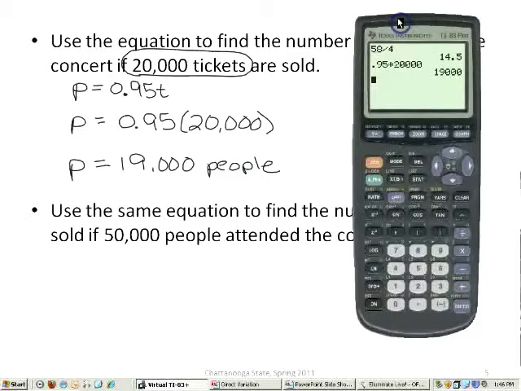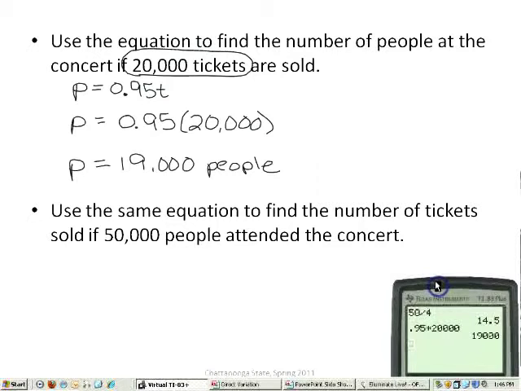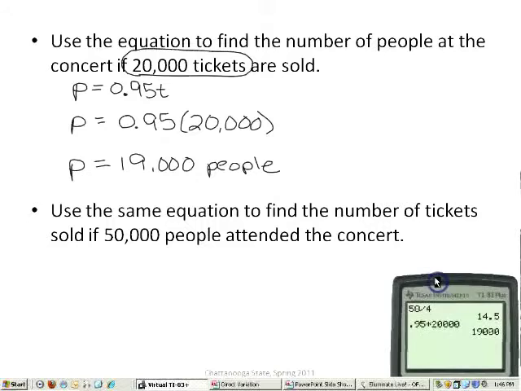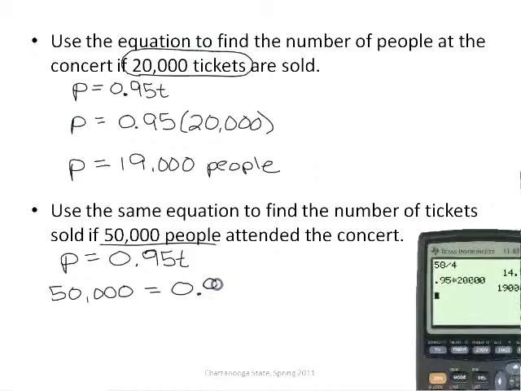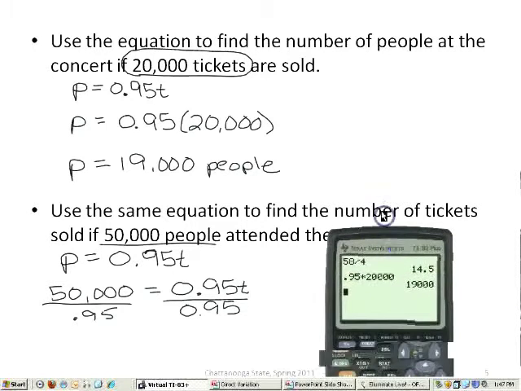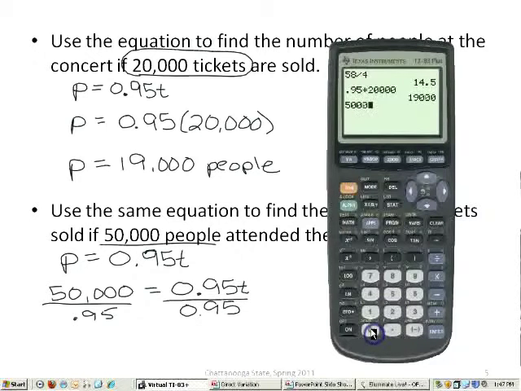Now the second part of this problem says use the same equation to find the number of tickets sold if there were 50,000 people attending the concert. So this time I use the same basic equation. P equals 0.95 times T. But this time I don't know the number of tickets, I know the number of people attending. So I would have 50,000 equals 0.95 times T. So in this case I need to divide by 0.95 to solve for T. So that's going to give me 50,000 divided by 0.95.